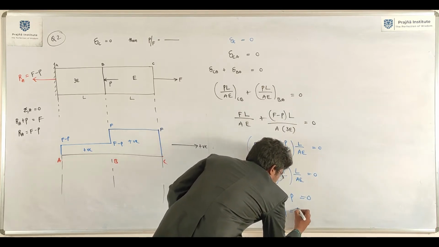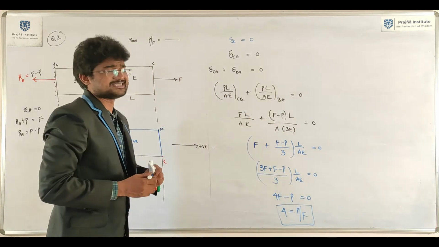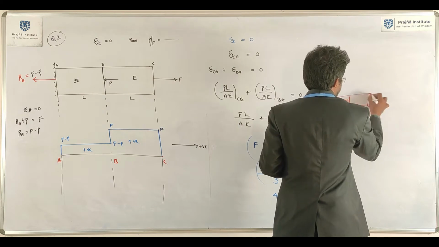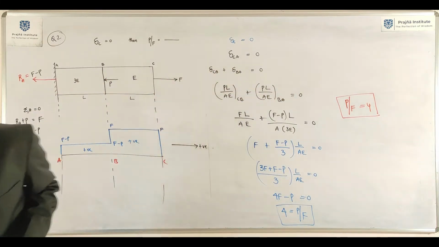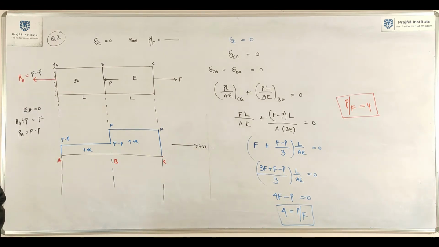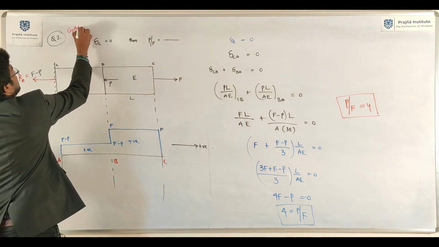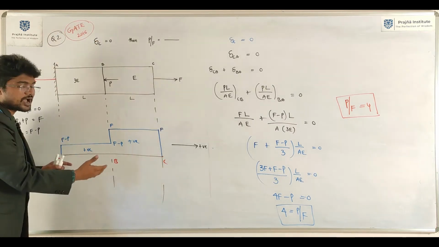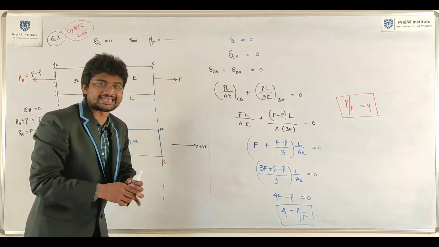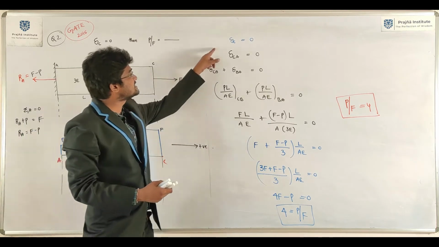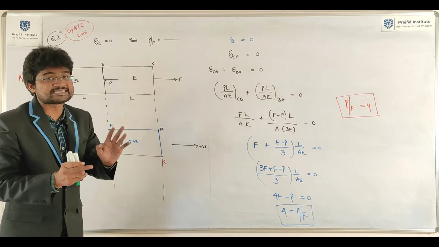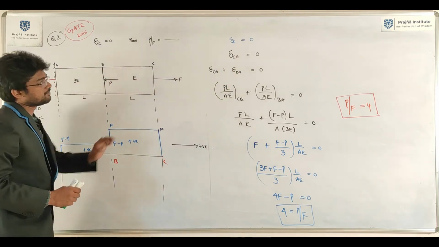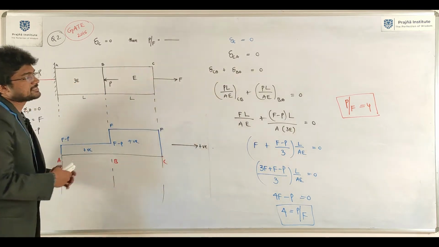Then P by F equals 4. Again, a simple procedure. You need to draw the pseudo axial loading diagram. Finally, P by F equals 4. This question was given in GATE 2016. Very simple question. Draw the pseudo axial loading diagram, then apply the equation that total deformation at point C is 0, given in the question. Deformation at point C means deformation with respect to the fixed end, delta CA, delta CB plus delta BA. Finally, you will get P by F equal to 4. It's a very simple question.